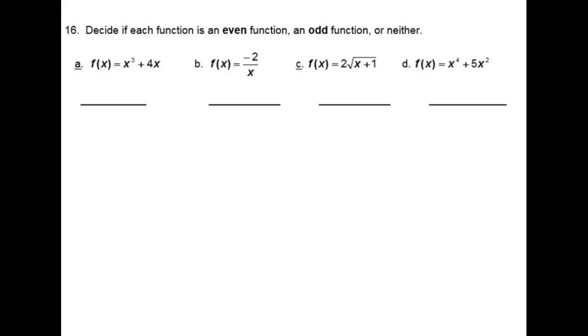Is it even? Is it odd? Is it neither? So one way to figure this out is you could graph them. Even functions have symmetry of the y-axis. Odd functions have symmetry of the origin. And then neither would be neither of those, of course. So the other way to test whether they're even, odd, or neither is to make a guess at first, and then plug in a negative x into the function.